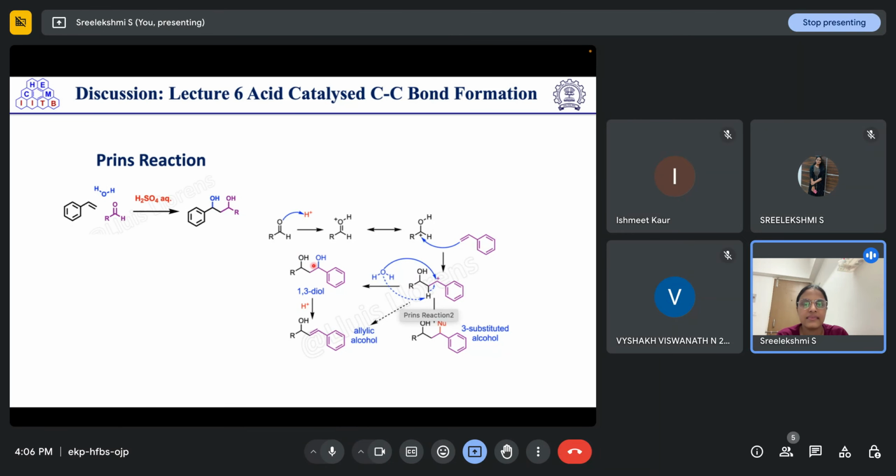So the basic reaction is first the protonation of the aldehyde, and then this alkene will attack that carbonyl carbon to form this diol. So these were the main reactions which we saw in last week's lectures: Mannich reaction, then Prins reaction, Friedel-Crafts alkylation and acylation. I hope it's clear. Maybe now we can move to the problems.